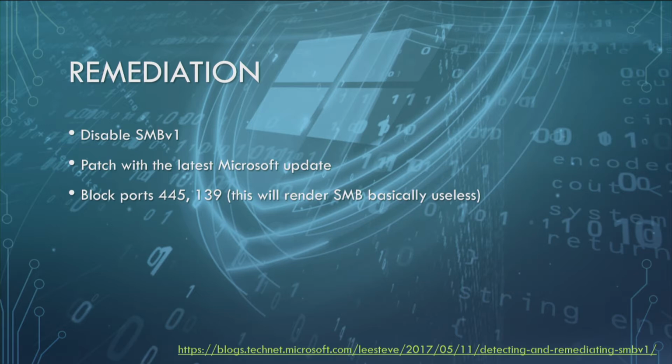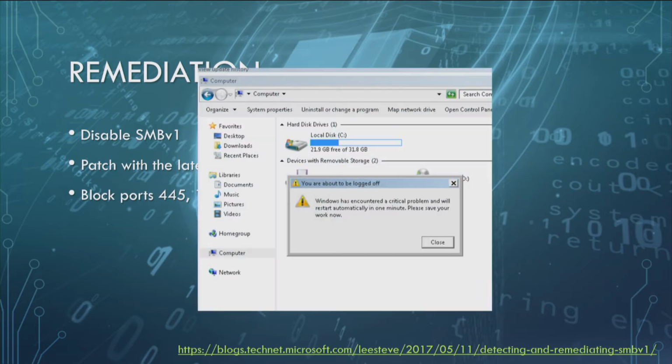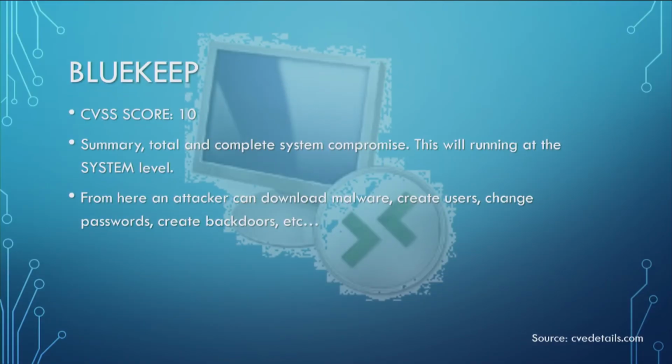Block ports 445, 139. Again, that's going to render SMB pretty useless for someone trying to get to one of your servers. And this is kind of what happens with EternalBlue. I pulled this screenshot from when I was trying EternalBlue on a system that was updated, I think this update was from 2018, and it still did some stuff to it. But basically, if an exploit fails, it's typically going to blue screen or crash your system, and that means that you still have time to hopefully save yourself as long as they didn't destroy your computer.